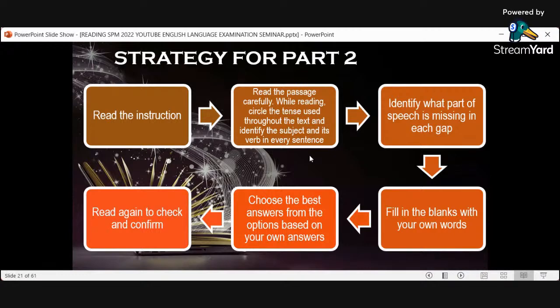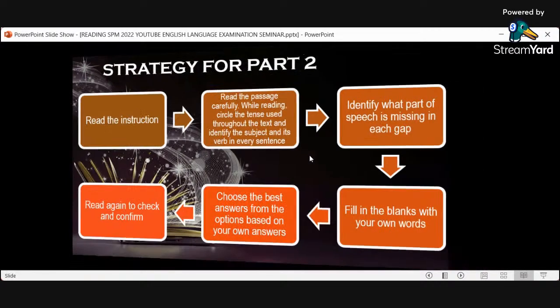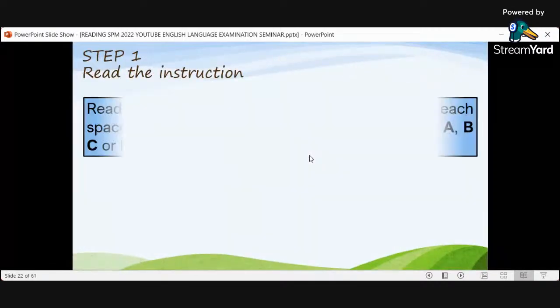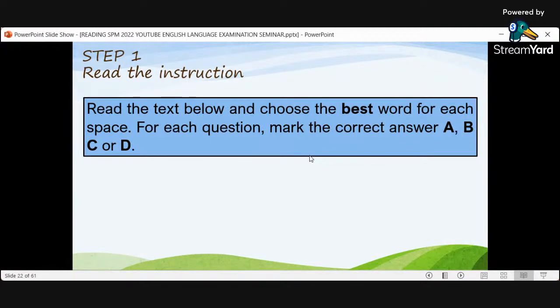All right. So let's look at one example. Read the instruction again, read the text and choose the best answer word for each space. For each question, mark the correct answer A, B or C. Again, here it uses mark. It can be choose, it can be circle.